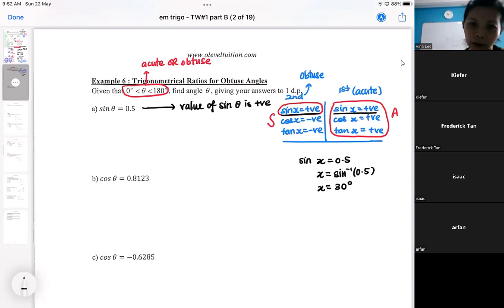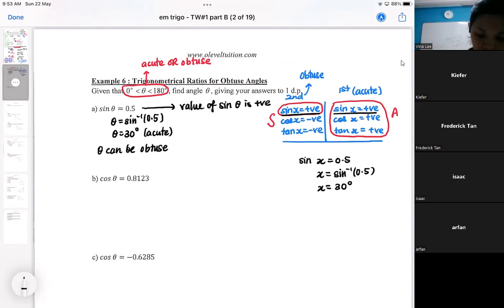So how are you going to get two answers? You do what you normally do. You will get the acute answer. But it can also be obtuse. So theta can also be 180 minus this. So there are actually two possible answers.